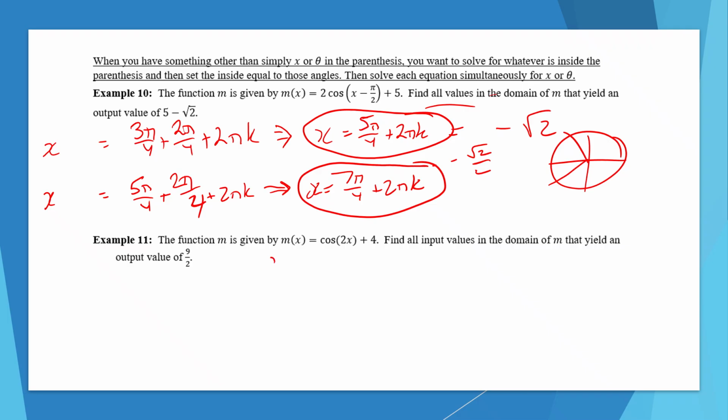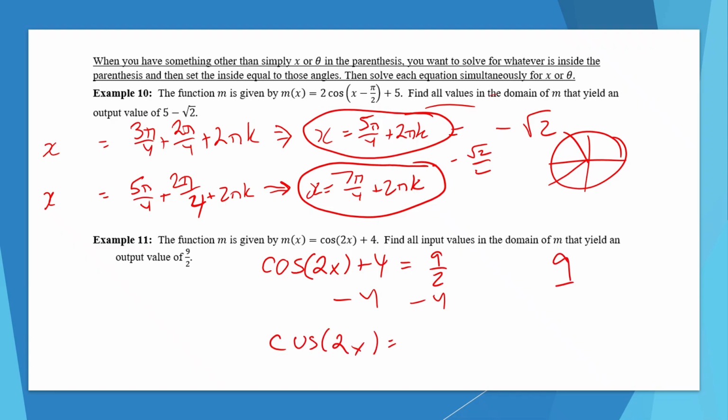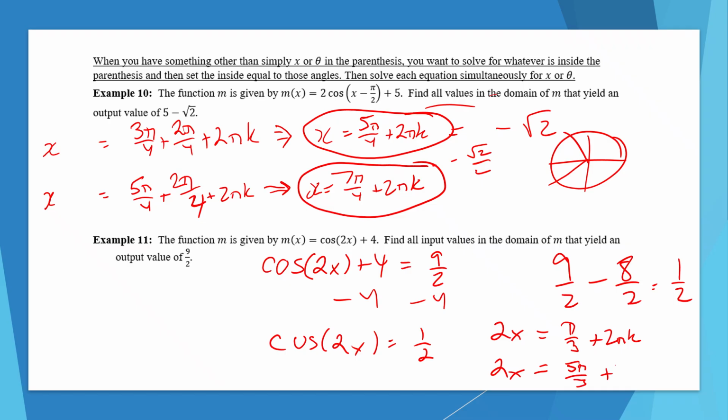The next one here, we have cosine 2x plus 4 equals 9 over 2. I'm going to start by subtracting 4 from both sides to get cosine 2x equals 9 over 2 minus 4. I'm going to change 4 into 8 over 2 to just get 1/2. Then cosine of what angles equals 1/2? This should be pi over 3 plus 2 pi k, and then 5 pi over 3 plus 2 pi k. So once we have this, these are not our solutions because we need to solve for x.